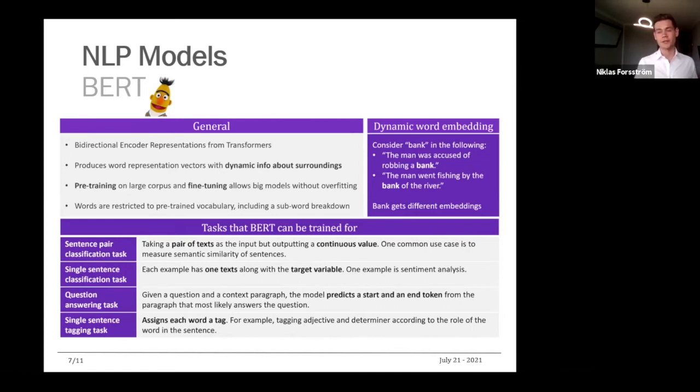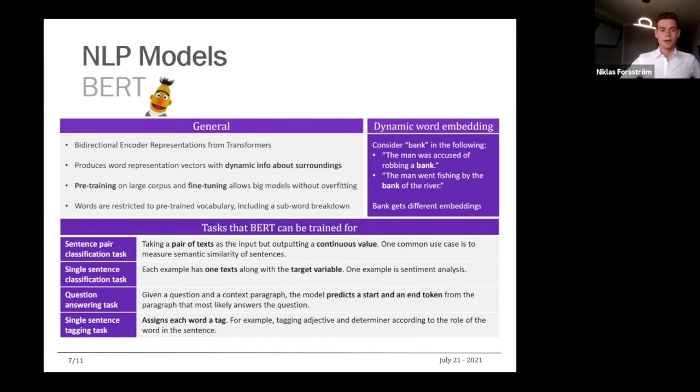So we touched upon that briefly in the previous slide, but we have another example here to the right. If we consider bank in the following two sentences, firstly, the man was accused of robbing a bank, and then the man went fishing by the bank of the river. The characters in the word bank are the same. And so if we only used the characters to produce the encoding, that would give us the same encoding for these two words. But with BERT, bank gets a different encoding or embedding. And the reason for that is that it takes context into account. So that's obviously a good thing, because then we have some assurance that the context is adequately taken into account.